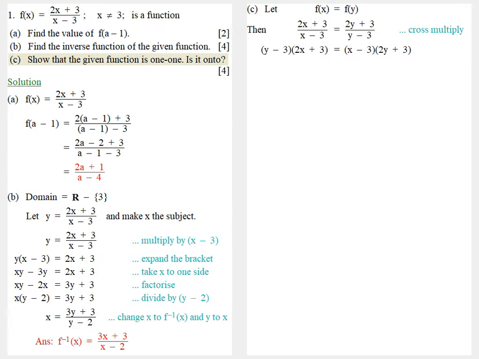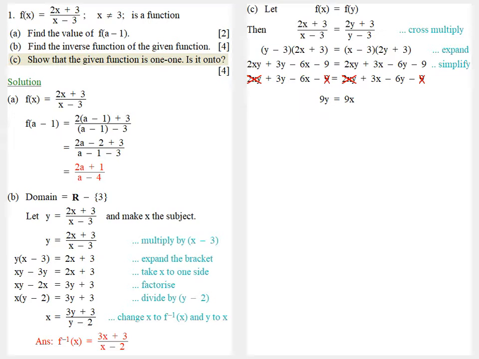Now if we cross multiply, that gives us y minus 3 into 2x plus 3 equals x minus 3 into 2y plus 3. If we expand those brackets, we get 2xy plus 3y minus 6x minus 9 equals 2xy plus 3x minus 6y minus 9. Now we have 2xy on both sides, so they cancel. We also have minus 9 on both sides, so they cancel. Now if we add 6x and 6y to both sides, we'll end up with 9y equals 9x. In other words, x equals y.